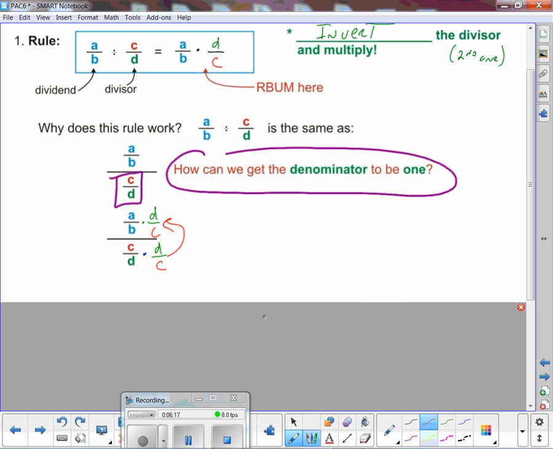So I'm not changing the value. I'm changing the form, but I'm not changing the value. So look what happens on the bottom. C divided by c is 1, right? And d divided by D is 1, and in fact, we got 1 on the bottom, didn't we?